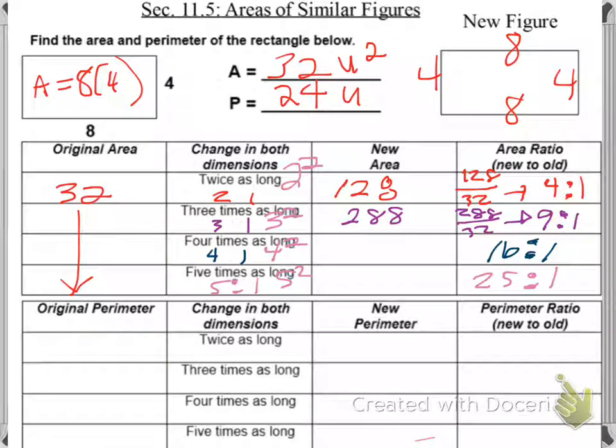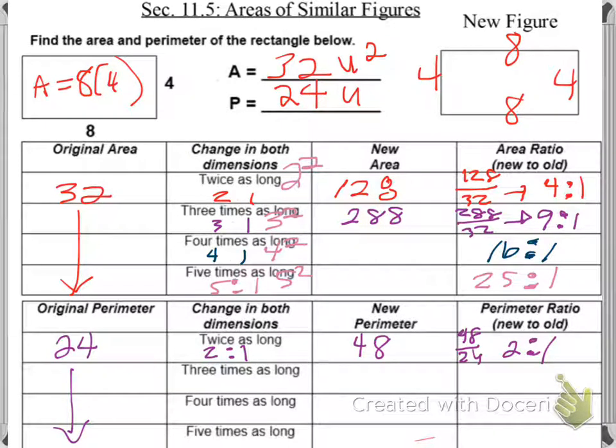Now when we talk about perimeter, perimeter is a little bit easier because it's going to be the same across the board. Our original perimeter was 24. If you change both dimensions, and it's now twice as long, our perimeter is 48. If you took 8 and 4 and doubled them, your new perimeter would be 48. And so our new perimeter, 48, over our old perimeter, 24, is just 2 to 1.